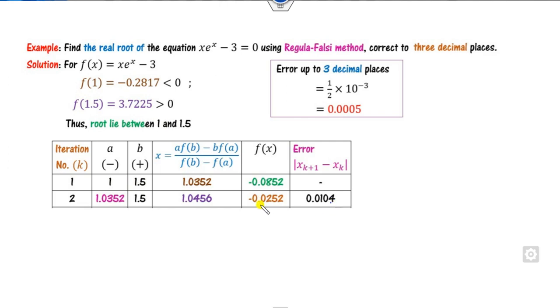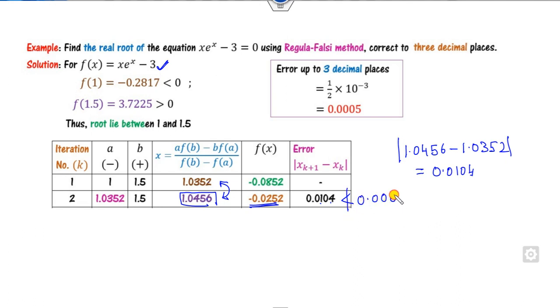How can you compute this number? I can substitute this value here. How can you compute the error? It is nothing but 1.0456 minus 1.0352. That is the difference of these two consecutive numbers, absolute value. You can see this is 0.014. Clearly this is not less than this error. So we can compute this third number. Now again this is a negative number, so we can replace this number with the negative side. Here this is negative, and I can see this number as such.